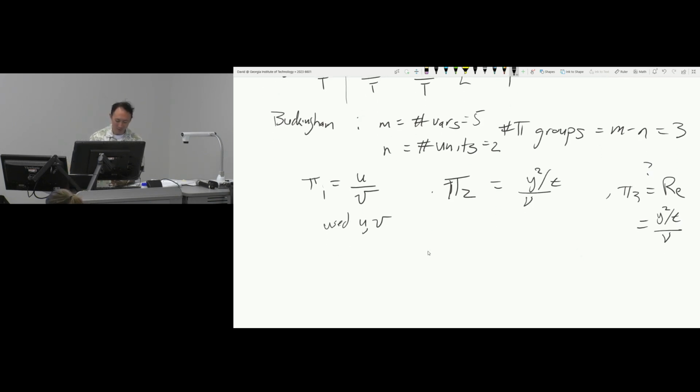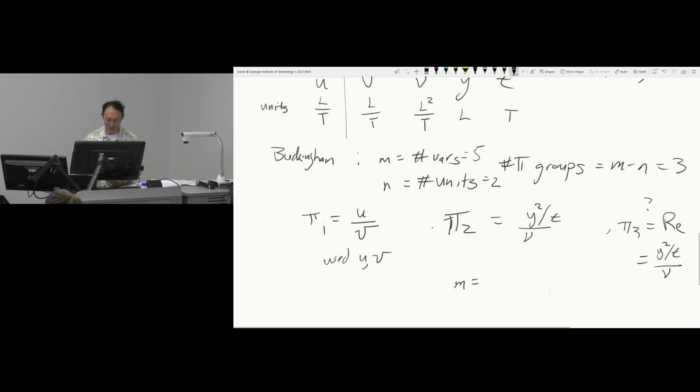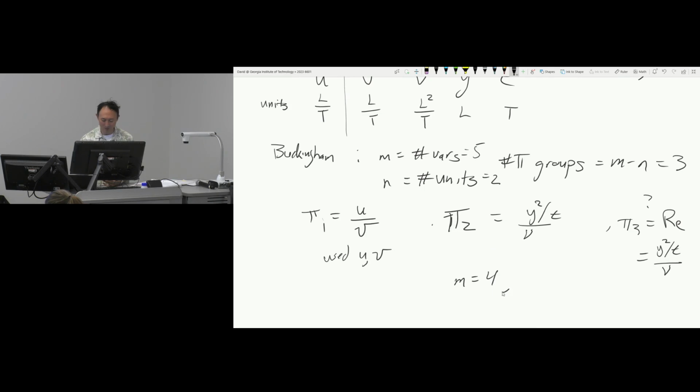So I think it's because these two have the same units, or these two are not independent units. They kind of have the same thing already. So I think it's because you have m equals 4 and n equals 2. So there are basically two independent groups. That's what I think. All right.